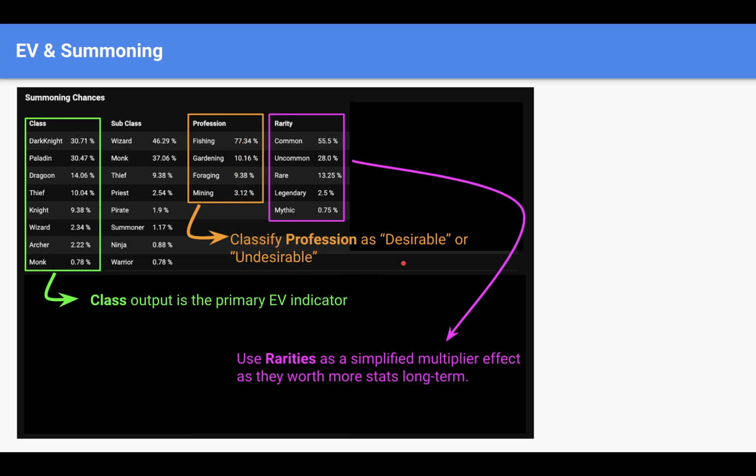But this is basically what I mean with desirable, undesirable, right? If it matches, it's great, but you can have the best gardener with your class, and if the market doesn't value it more, then what's the point? And then rarity, of course, as a simplified multiplier effect, as they're worth more stats long term. So what I do is mostly look at the floor heroes: what's a common floor hero, uncommon, rare, legendary, mythic, and then create a multiplier effect that way, because the higher rarity you get, the more stats you get, but also the more worth it becomes.